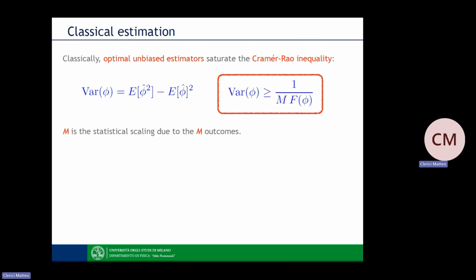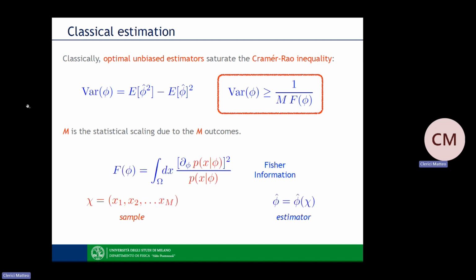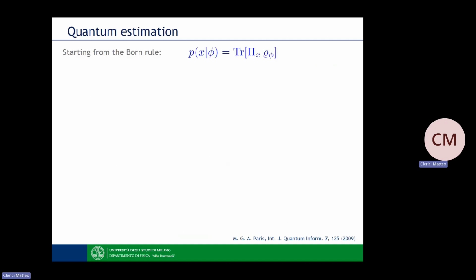The theoretical tool here, the figure of merit, is given by the so-called Cramer-Rao theorem, which leads to the Cramer-Rao inequality, where the variance of your estimator is lower bounded by this quantity, where M is the number of outcomes and F is the Fisher information, where here you have the conditional probability. So you can evaluate it given the statistics of your data.